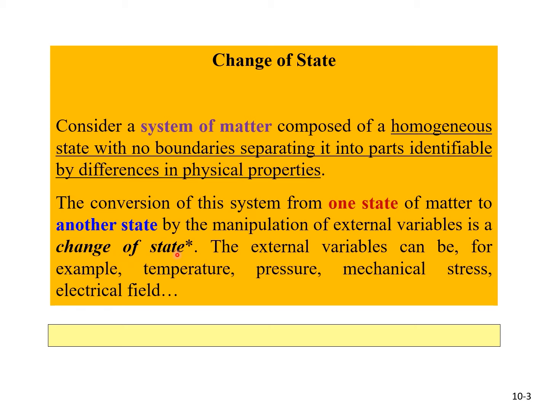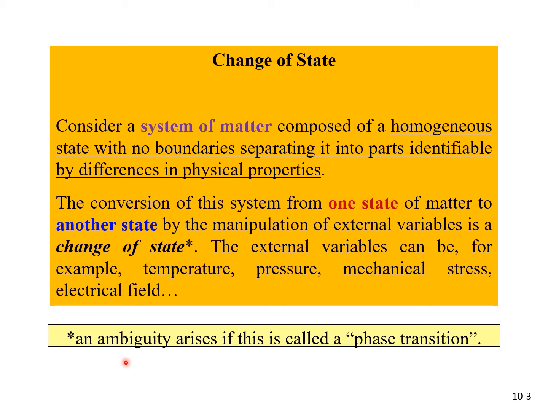So for the change of state, you can't say that the material is having a change of state unless it's homogeneous and it's one phase. The external variables can be temperature, pressure, mechanicals. So if you take water and increase the temperature, it becomes vapor, and that's a change of state. As long as the water is purified water, not, let's say, salt water. For that, it has to be homogeneous.